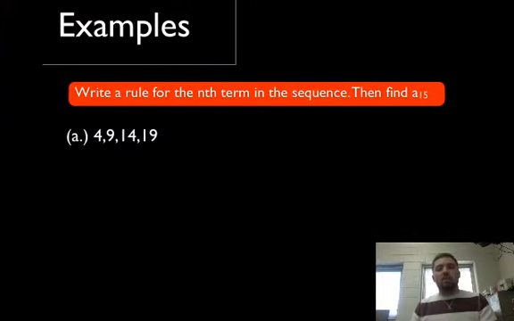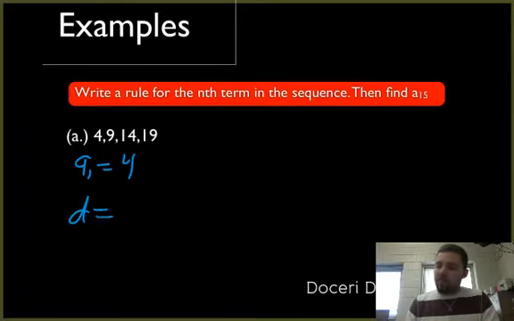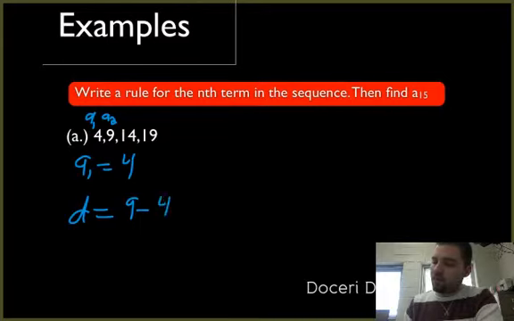Okay, write a rule for the nth term in the sequence, then find a sub 15. So remember, I need two things to write a rule for an arithmetic sequence. I need the first term, and I need the common difference. Well, a sub 1 is given to us. It's 4. And the common difference d, remember we said that would be like if we took a sub 1 and a sub 2 and subtracted the first from the second term. So that would be like 9 minus 4, that would give us 5. Okay. So our common difference is 5.